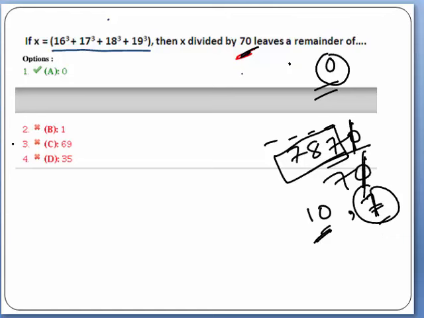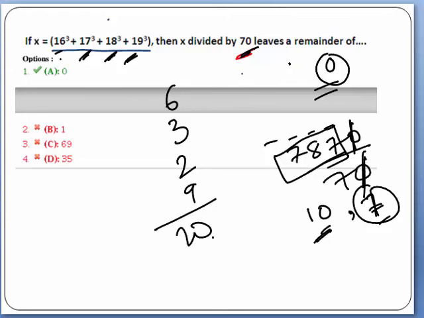For this problem, if you look at only the last digit, the last digit of 16 cube will be 6, of 17 cube it will be 3, of 18 cube it will be 2, and of 19 cube it will be 9. You add up all of these and it comes out to be 20. So one thing is certain, that the number is divisible by 10.